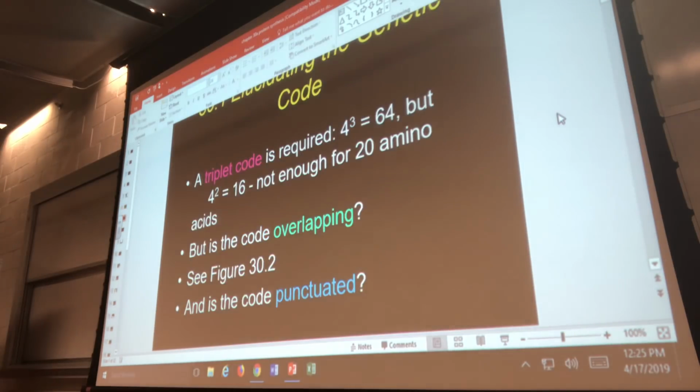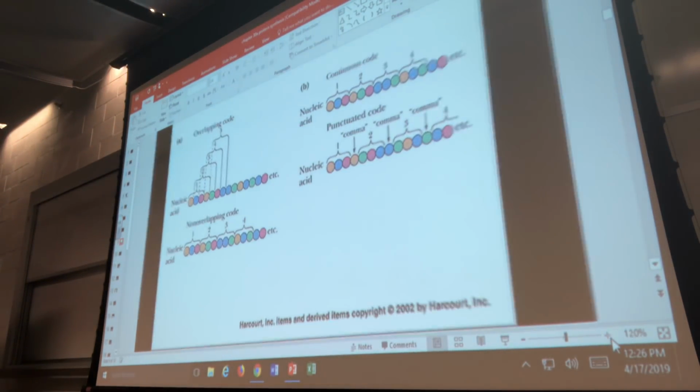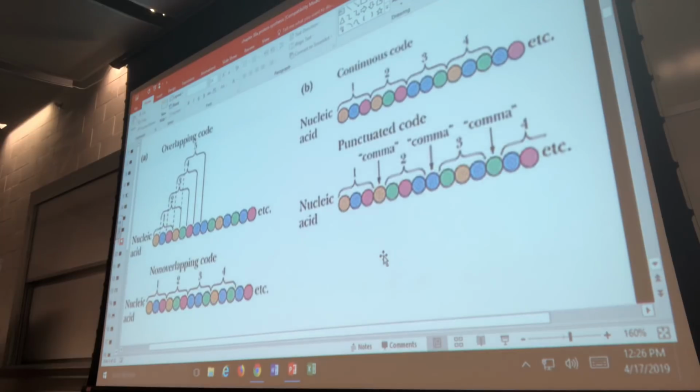Other stuff, some history stuff. We don't care about history stuff. All right, back to this slide. We already went over what triplet code means, but there's some other phrases like overlapping and punctuated, which I believe this slide describes what those mean. Okay. So, vocab terms for what the genetic code is like.